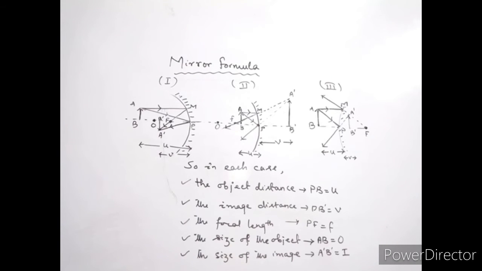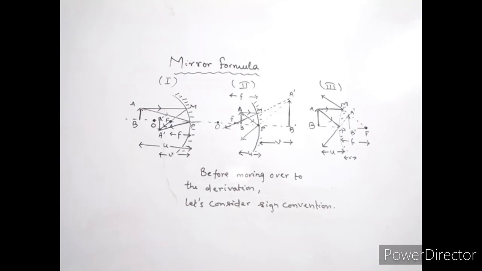As you can see, U has come up, and then the image distance is given by V, while the focal length in each case is given by F, which is at the right hand side for the convex mirror. And then finally you have the size of the object as O, which is given by AB, the vertical length, and all these previous lengths are horizontal. As you can see, U, V and F are horizontal, and the vertical length of the object is AB, and that of A dash B dash is I.